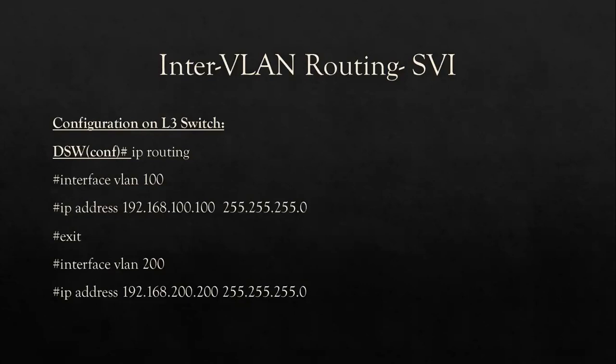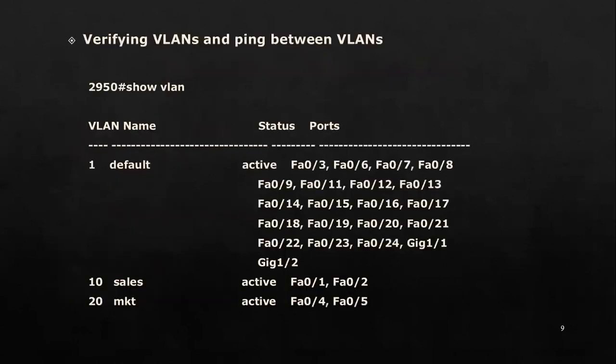Then we create interface VLAN based on the VLAN number and give the IP address, which will be the gateway. In the same way for the other VLAN, interface VLAN 200, give the IP address, which will be the gateway. After this, you will see they'll be able to communicate with each other. In both cases, router on stick and SVI, we can verify by ping. The hosts that are in different VLANs and also in different networks will again be able to communicate by inter-VLAN routing. So this is how you can verify.